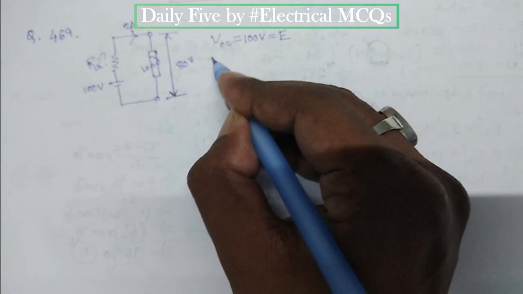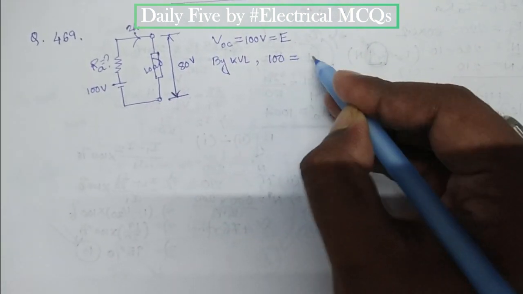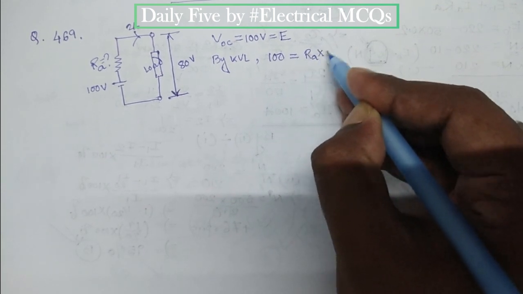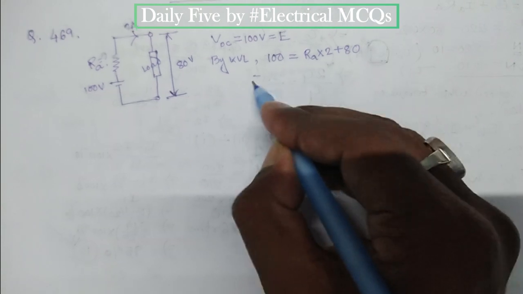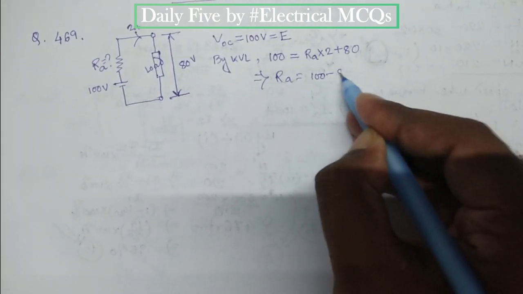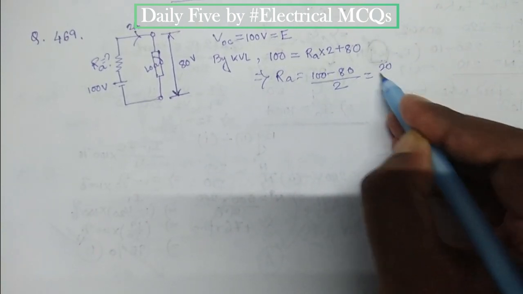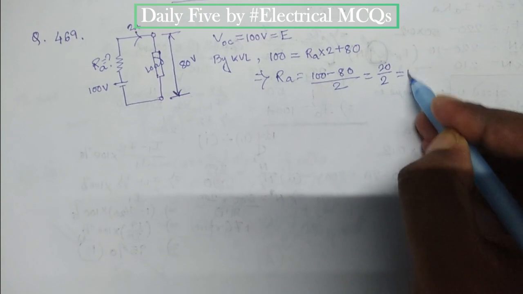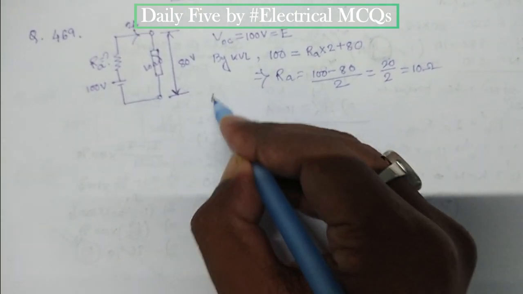So what can we write by KVL? This 100 volt will be equal to RA into 2 plus 80. So RA is equal to (100 minus 80) by 2, which is 20 by 2, equal to 10 ohm. So the answer will be option A.